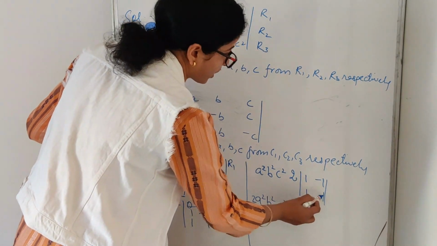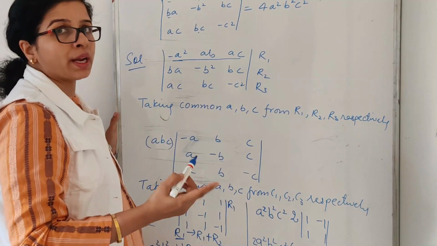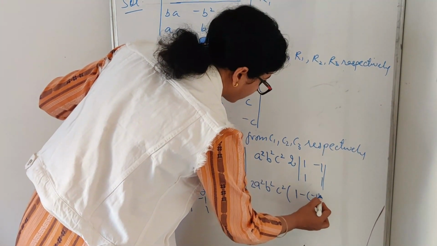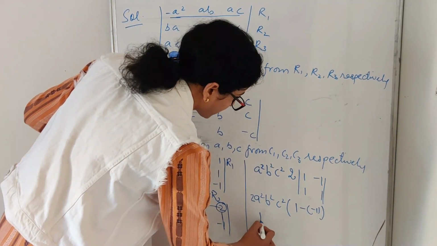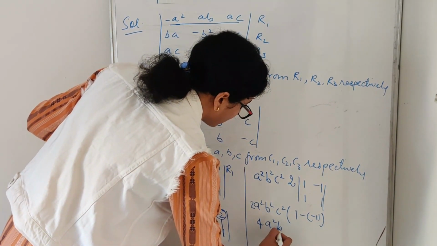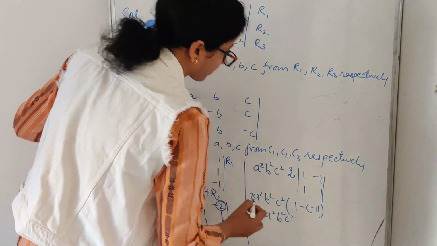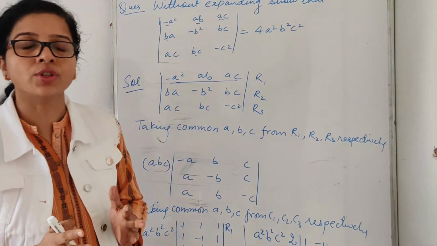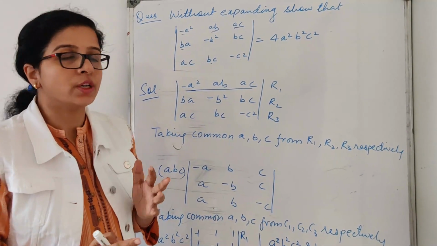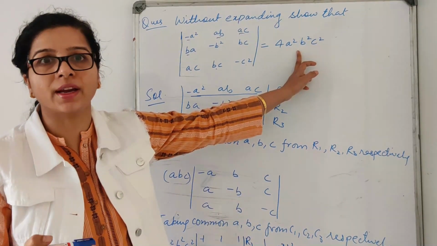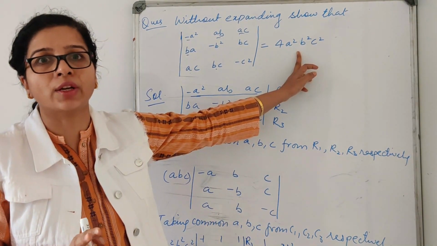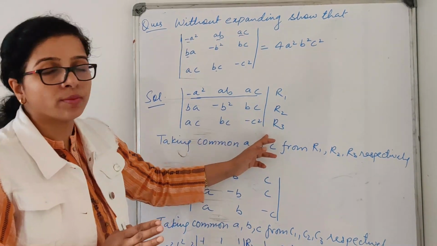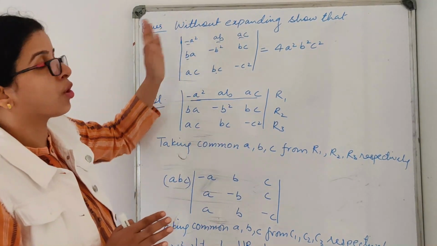What we have to do is multiply the main diagonal elements minus the off diagonal elements. So 1 minus of minus 1. So what it has become is 4a square, b square, c square. Is that clear? So basically whenever any question of the determinant is given to prove, first of all check what is given on the right hand side and then we decide our step of action. This question can also be done this way. See, I have taken the abc common from the rows. You could have taken from the column also.